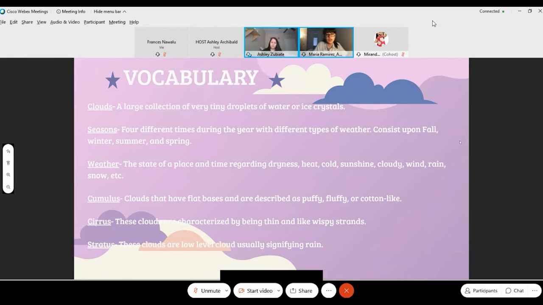Cumulus clouds have flat bases and are described as puffy, fluffy, or cotton-like. Cirrus clouds are characterized by being thin and like wispy strands. And lastly, stratus clouds are low-level clouds. Clouds usually seem to like rain.